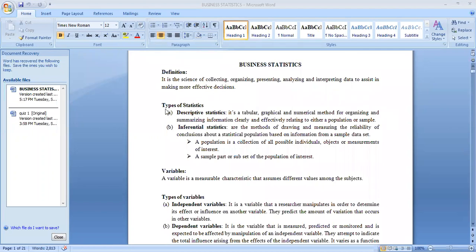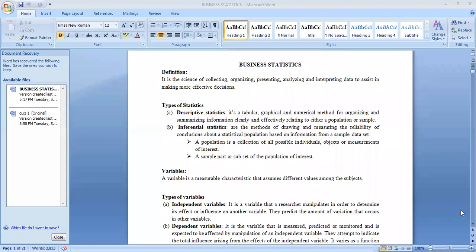Basically, we have two types of statistics: descriptive statistics and inferential statistics. That aspect of drawing the graphs, the pie charts, the histograms, the line graphs, and all that, is part of the descriptive statistics. And then we have the inferential part, whereby we can get the mean, the standard deviation, and all that. That is part of the inferential statistics.